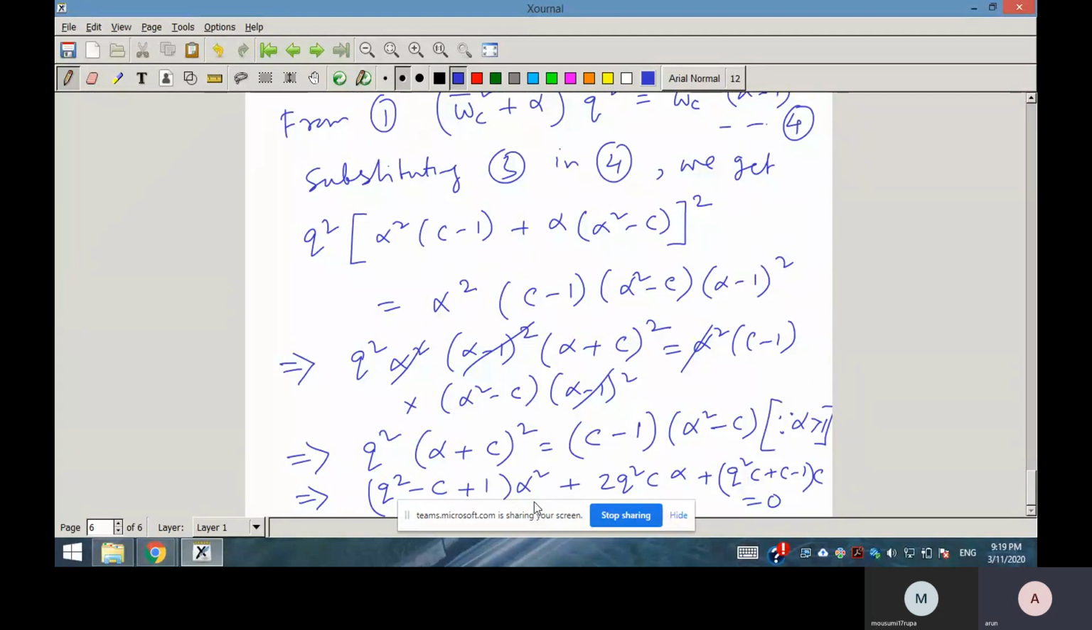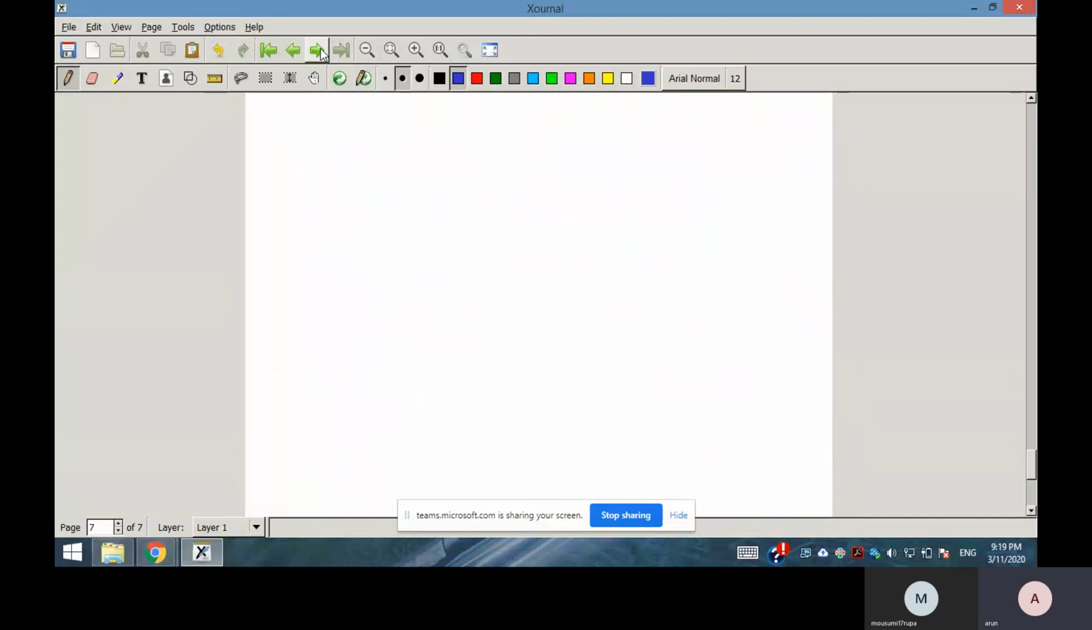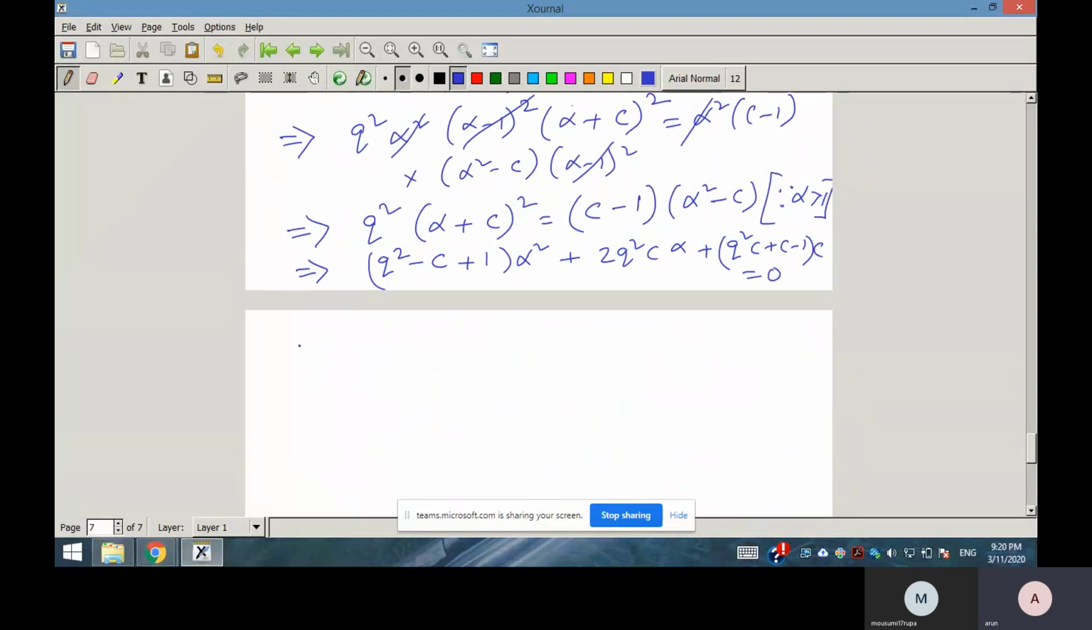But alpha is positive. Not only positive, alpha greater than 1 is needed. So now what is the condition under which a valid solution of alpha will exist? That you have to find. So suppose this is equation number 5. From 5, if you compare this equation with the standard quadratic equation ax square plus bx plus c equal to 0, then for a positive solution, because alpha is anyway positive, what should be the condition for a positive solution to exist?